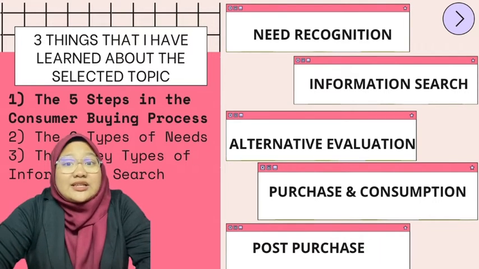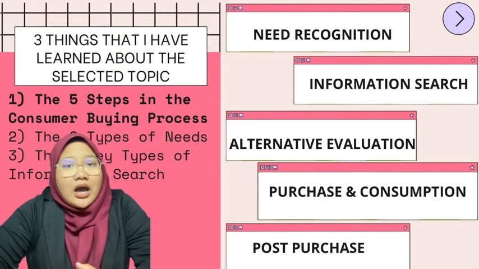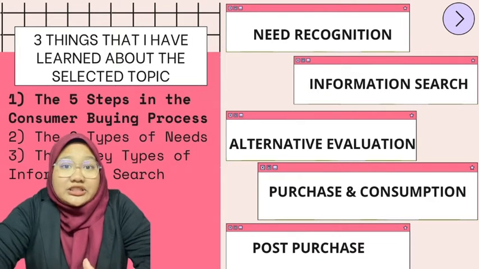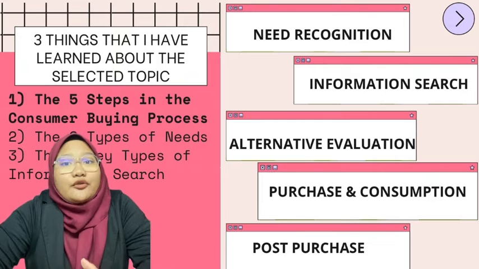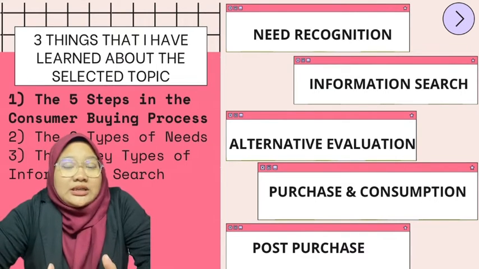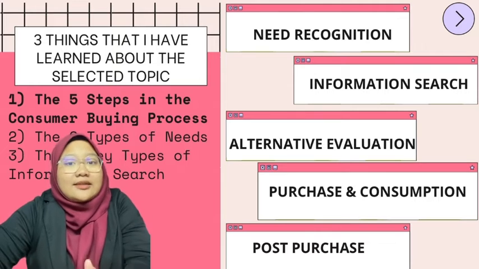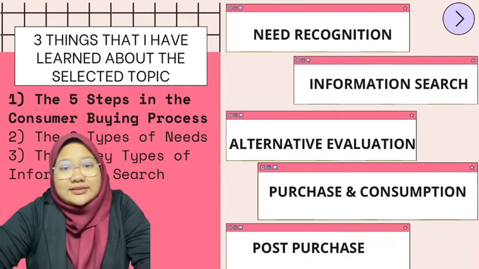Next process is purchase and consumption, which is when customers are ready to buy. However, they don't always patronize the store or purchase the brand or item on which they had originally decided. Last but not least, the final step of the consumer decision process is post-purchase behavior. Marketers are particularly interested in post-purchase behavior because it entails actual rather than potential customers.